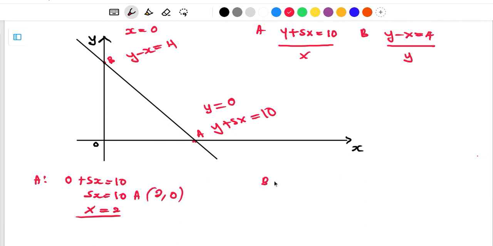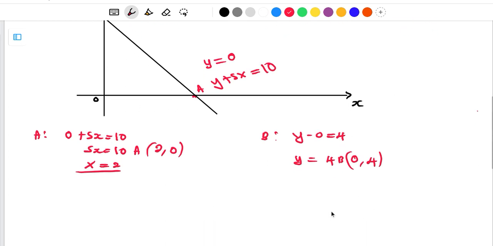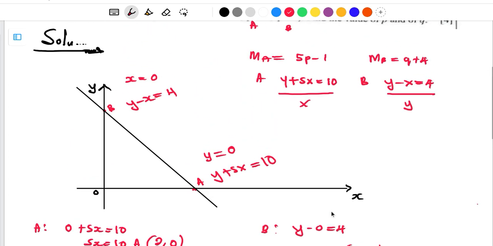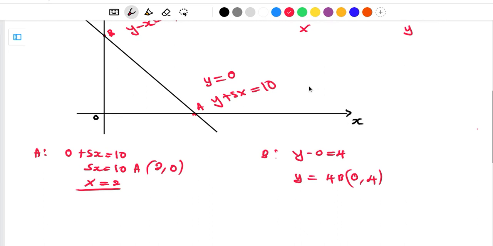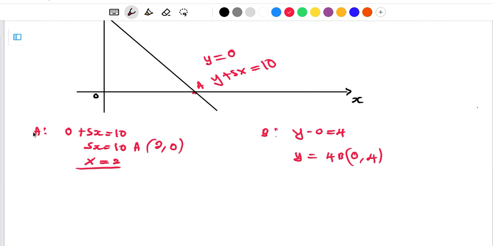And then for B, we can put 0 where we have x. So we have y - 0 = 4, meaning y is equal to 4. In terms of coordinates, we have (0, 4). So these are the coordinates for B. We can easily find the midpoint because what we have been given is the midpoint of A and the midpoint of B. For us to find these values, we have to find the midpoint between these two points, A and B.